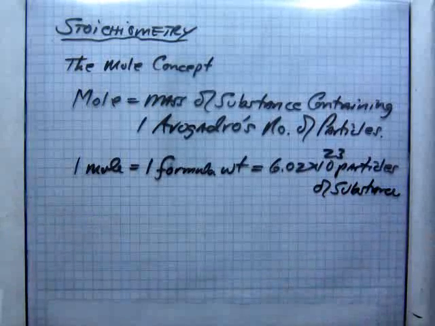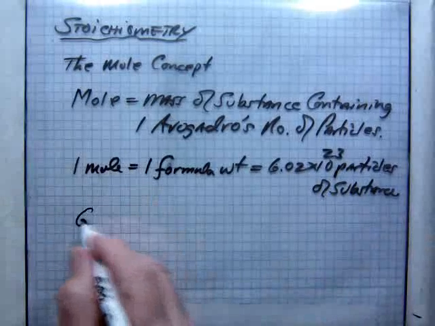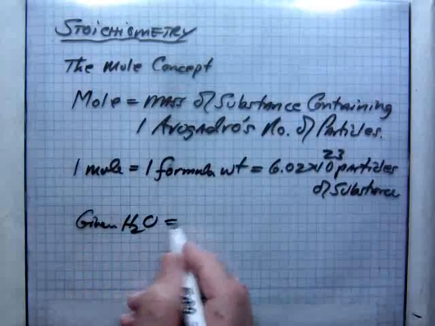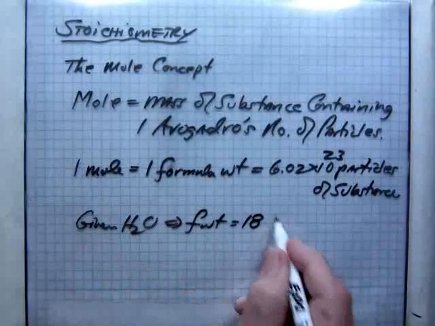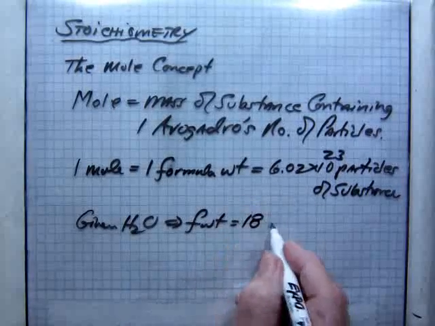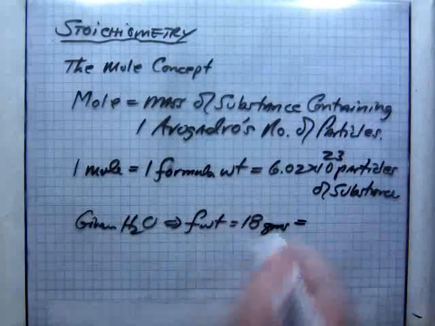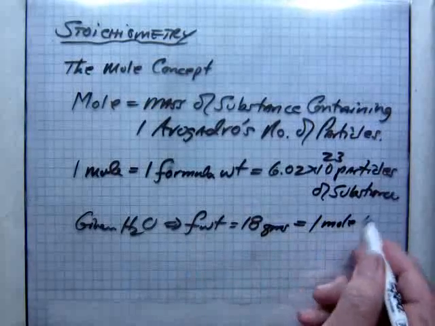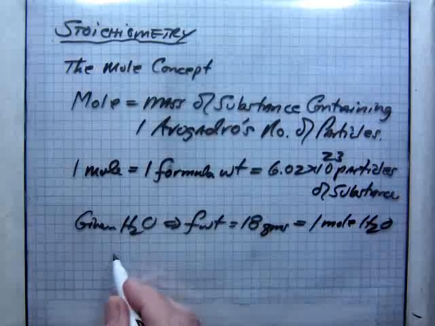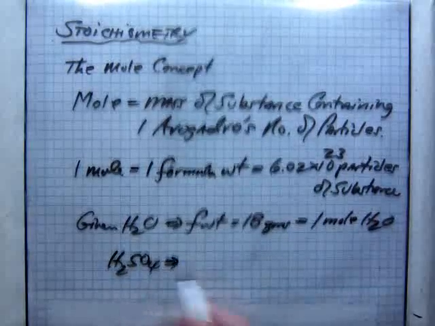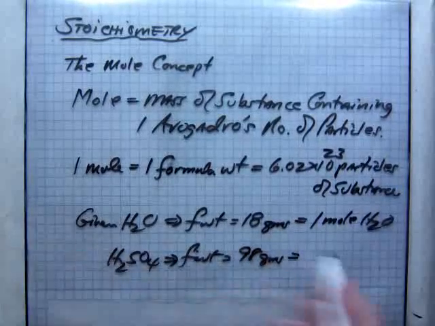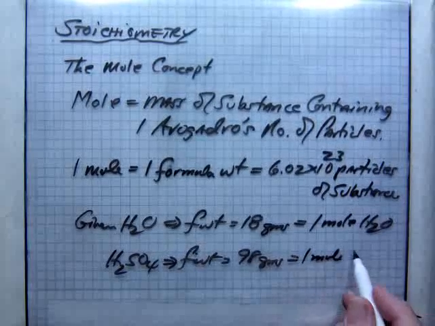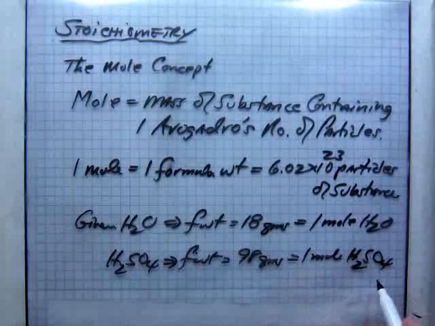So asked what is the mole weight of such and such, given H2O, this formula weight equals 18 grams. We can say that that formula weight is also 1 mole of water. Given H2SO4, formula weight equals 98 grams, sum of the atomic weights. This is equal to 1 mole of H2SO4 molecules.